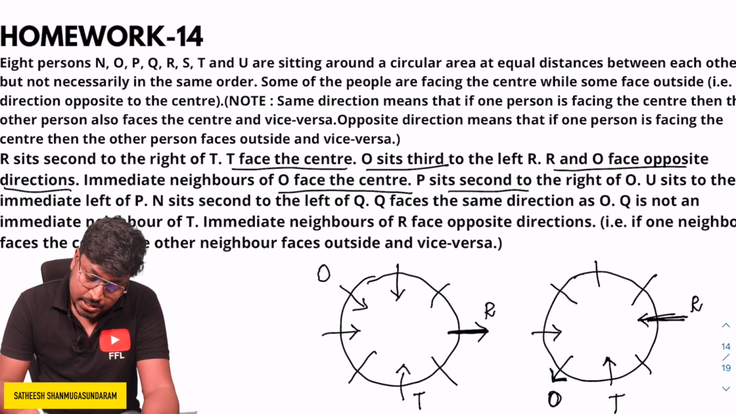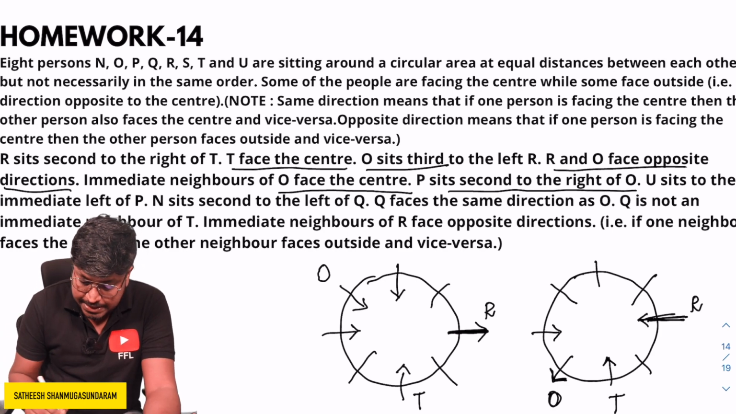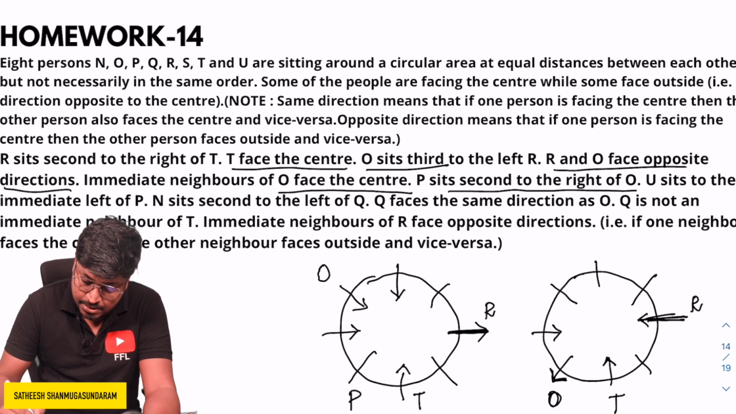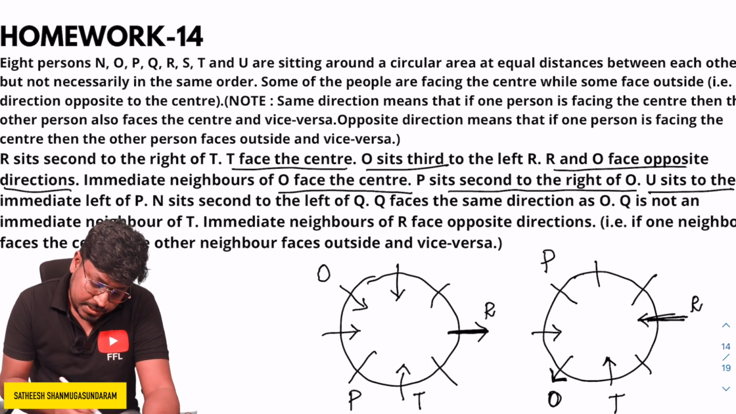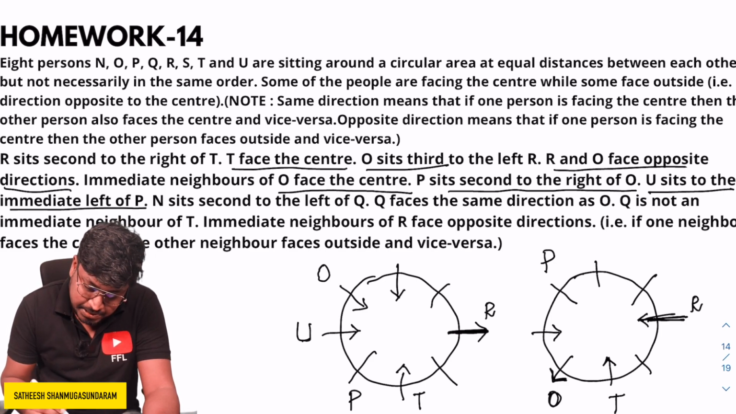P sits second to the right of O. So O's right hand side, second place is P. O's right hand side will be this side, so we can fix P here. U sits to the immediate left of P. So P's left hand side is U, so this will be U here.